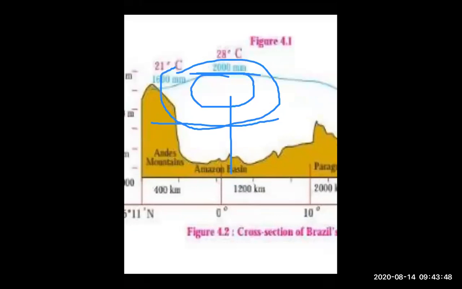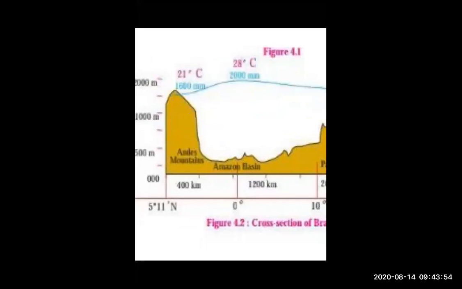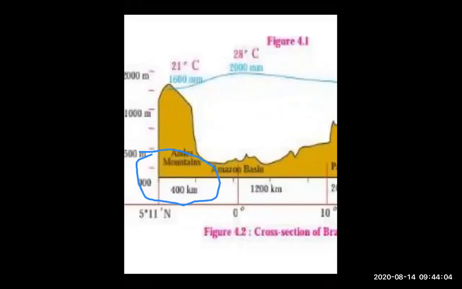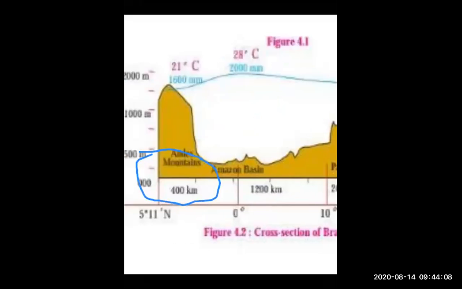After that, we'll see about the Andes Mountain. Just look at this, students, Andes Mountain. Andes Mountain temperature is 21 degrees Celsius and rainfall is approximately 1600 millimeter.